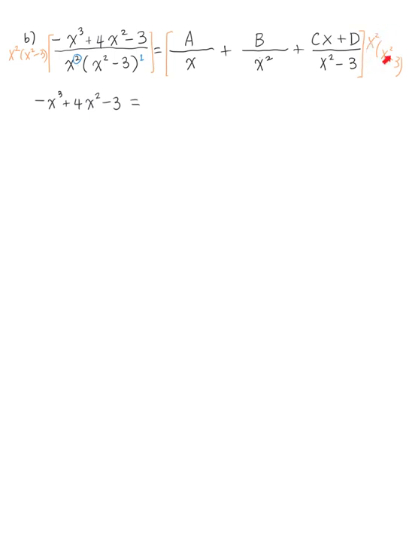Now do the same thing as what we did earlier. Bring the LCD right next to a and cancel what you can. So what can you cancel? Just one factor of x, right? So here, what you're going to get is a times x and then x squared minus 3.